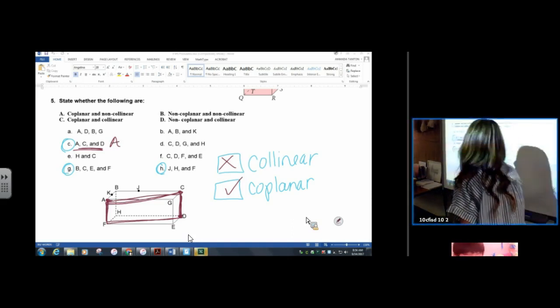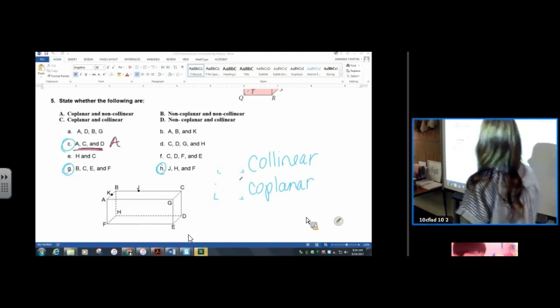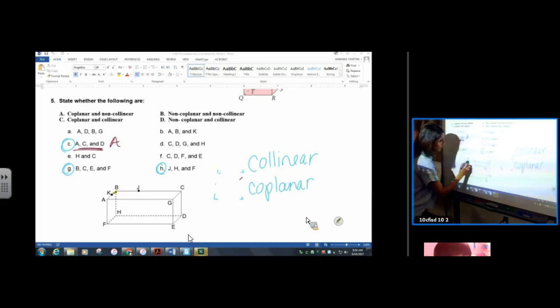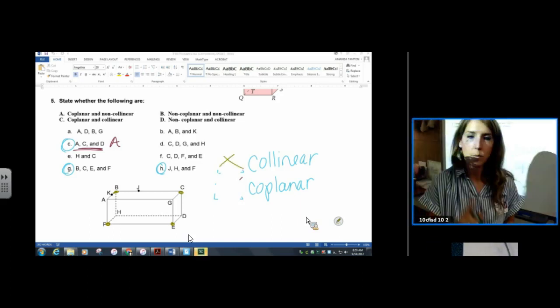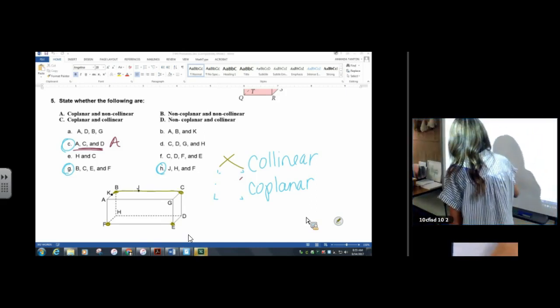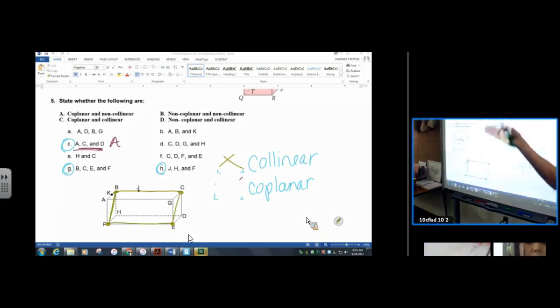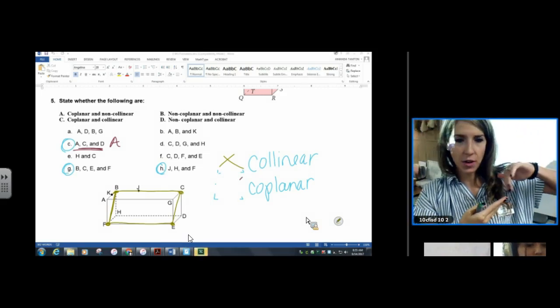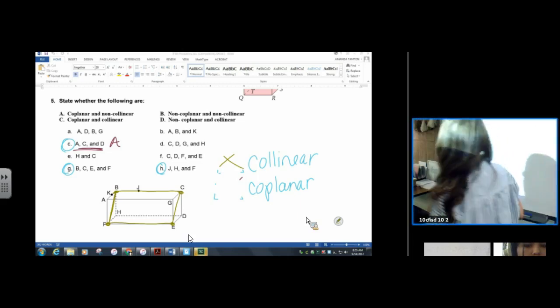All right, G. B, C, E, and F. Those are definitely not collinear. I couldn't put a straight line through them. Are they coplanar? Oh yeah, definitely. Look at this. See that plane? It's going from the back top to the front bottom. That is a nice flat surface. I didn't need to curve to go catch the fourth point. No, I can't put a plane through anything. I'll find one that aren't coplanar.